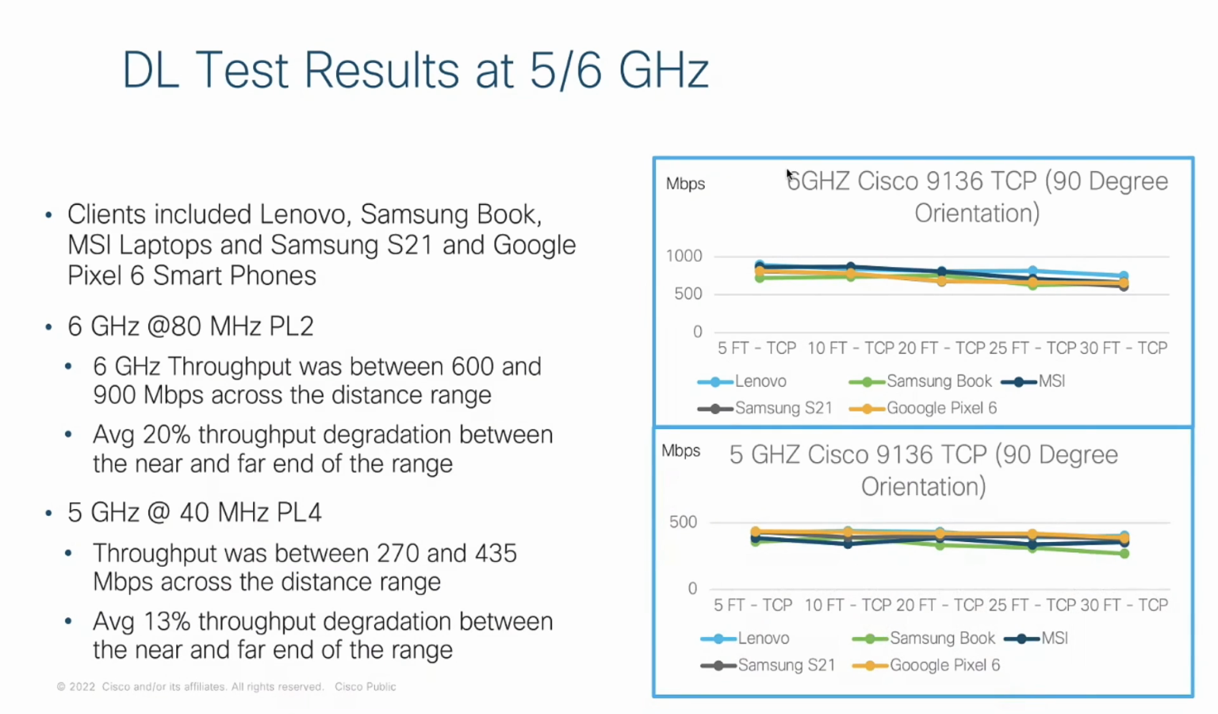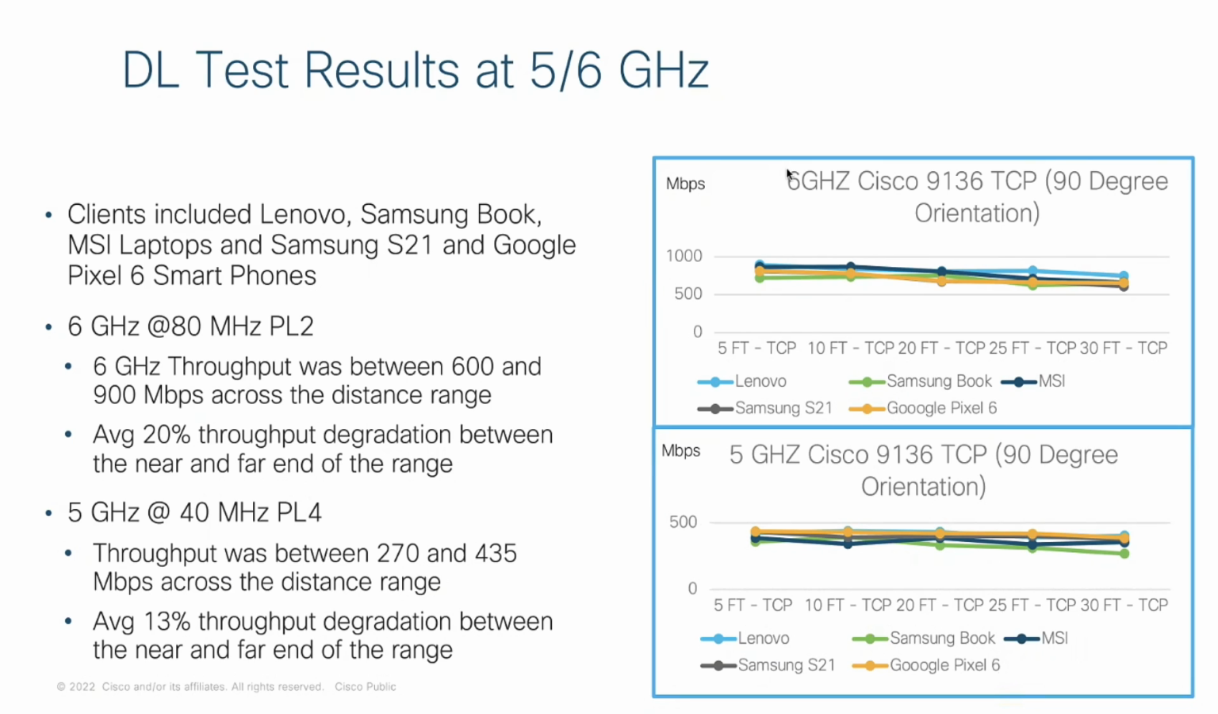And of course, the individual devices come in different. But in general, we had in 6 gigahertz between 900 and down to about 600 megabits per second out at that 30-foot distance. And I guess I haven't seen anybody complaining about 600 megabits per second. But we looked at the throughput drop across that entire range from the best to the worst. We saw about a 20% delta.